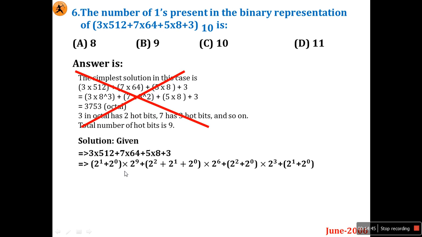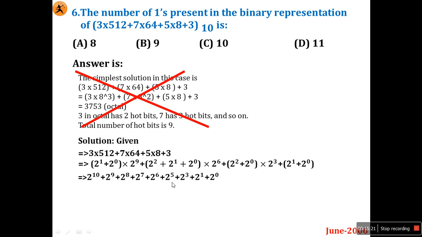Then multiply this one. 2 raised to 1 into 2 raised to 9: the bases are the same, add the powers, that is the law of indices. 1 plus 9 is 10. Multiply 2 raised to 0 and 2 raised to 9: the base is the same, add the powers, 0 plus 9 is 9. Similarly, 2 raised to 6 into 2 raised to 2 is 2 raised to 8, 2 raised to 6 into 2 raised to 1 is 2 raised to 7, 2 raised to 0 into 2 raised to 6 is 2 raised to 6. Then 2 raised to 3 into 2 raised to 2 is 2 raised to 5.